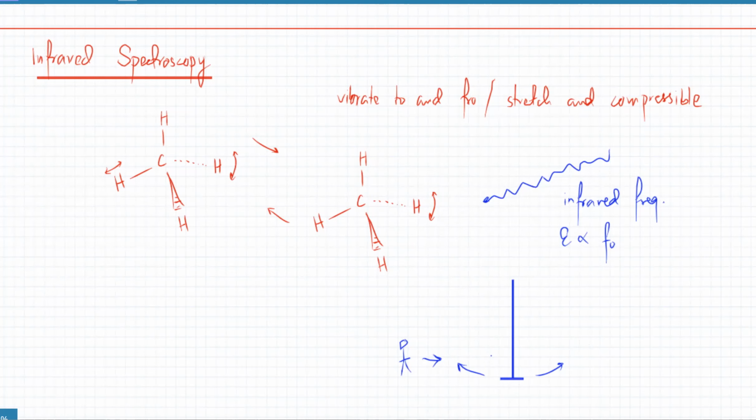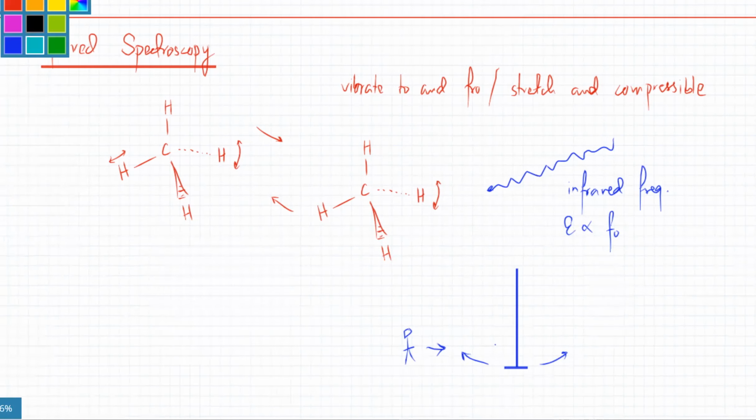Yes, sir. Okay, so the point is, all vibrations absorb energy. All particles that are vibrating absorb energy at very specific frequencies. So the same applies to bonds. If these bonds are going to swing and absorb energy and start vibrating, they would do that at a very specific frequency.